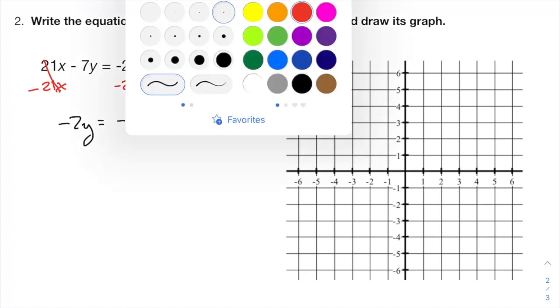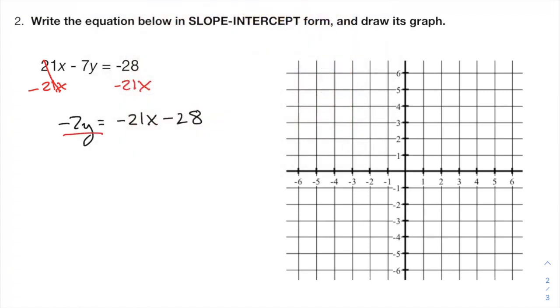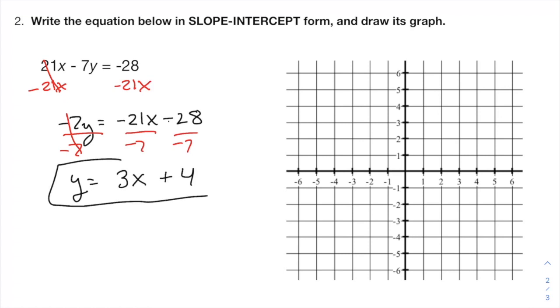And now I'm going to divide everything by that coefficient of negative 7. Negative 7, negative 7. And I'll be left with y equals negative 21 divided by negative 7. Negative divided by negative is positive, and it goes in evenly. So positive 3x. And negative 28 divided by negative 7 is positive 4. There's your equation in slope-intercept form. Your slope is 3, your y-intercept is 4.